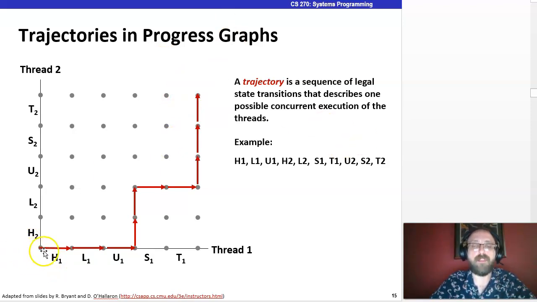So in this example, thread 1's head executes, its load executes, its update executes. Then thread 2's head and load execute. Thread 1's store executes and its tail executes. And then thread 2's update, store, and tail execute.